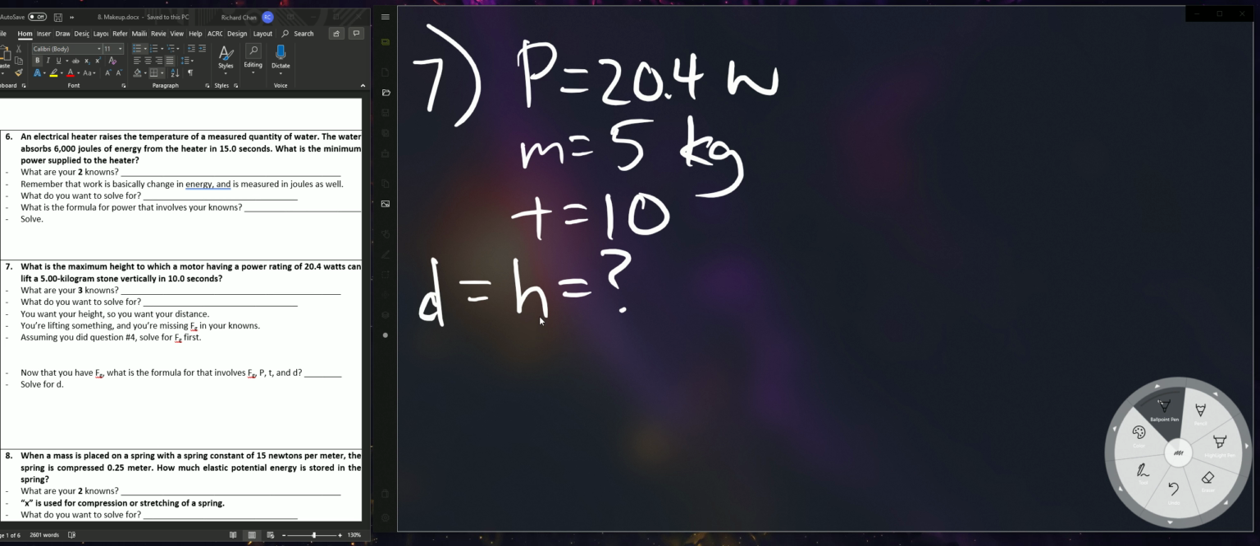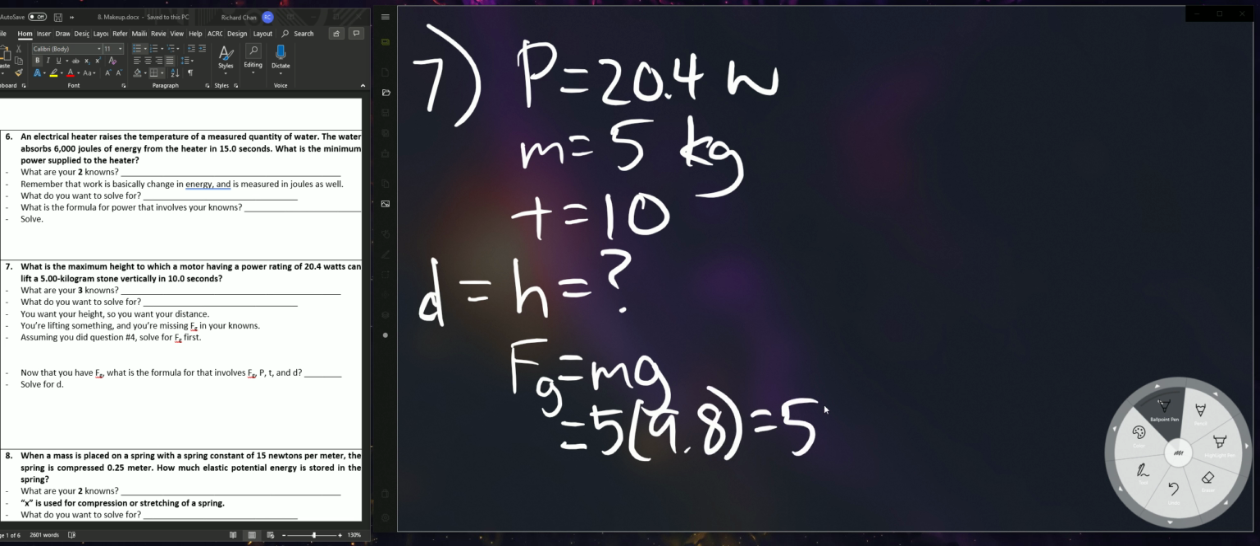Now you're lifting something, and you're missing Fg in your knowns. So assuming you did question number 4, we know that my force is Fg, right? I'm lifting something, so there's a force due to gravity acting on it. Now my mass is given, right? My mass is given up here, it's 5, and my g is 9, and so my force due to gravity is 50 newtons.